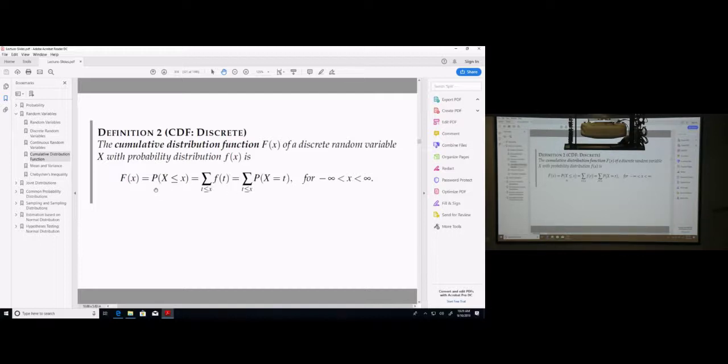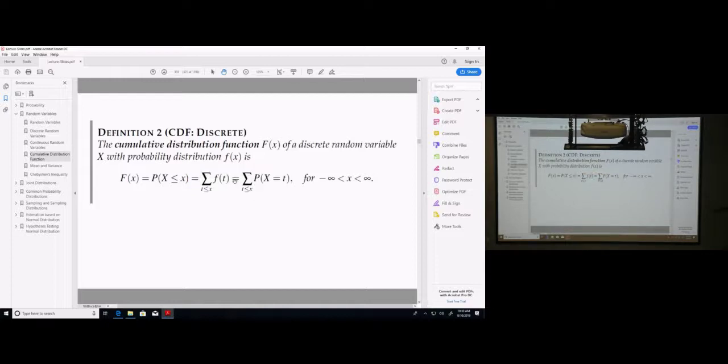So maybe it looks a little bit awful. This is actually our definition of the cumulative distribution function. And this is the meaning of it, because you are just picking up all the possible probability mass as you move from minus infinity to the point x, including x. So this is something that sort of follows from the probability itself.